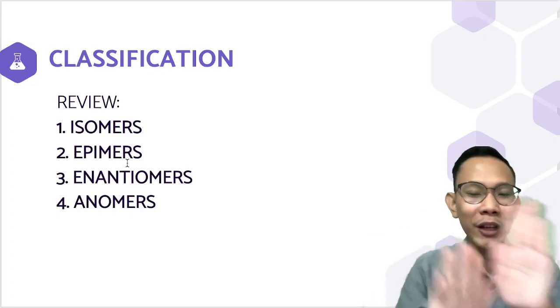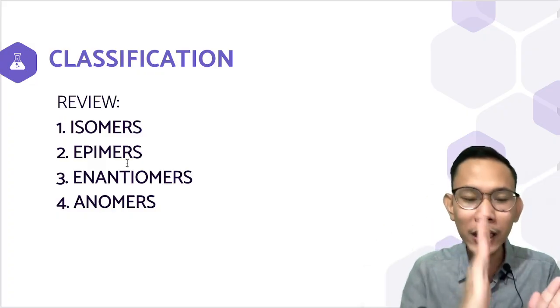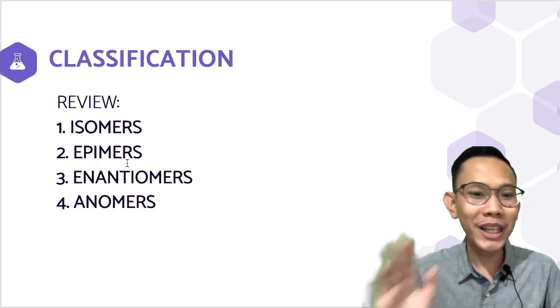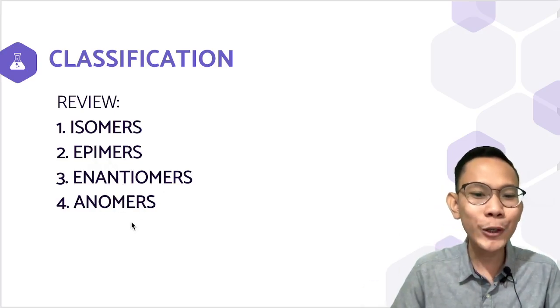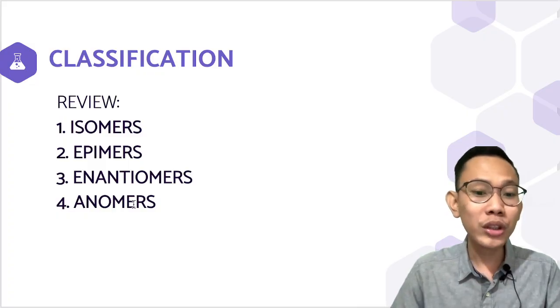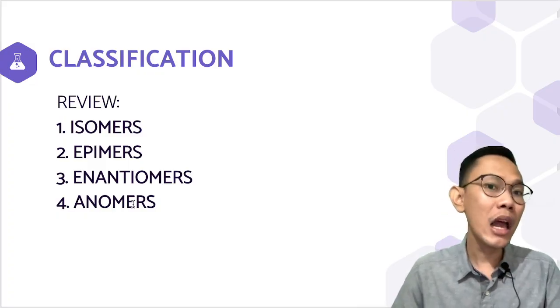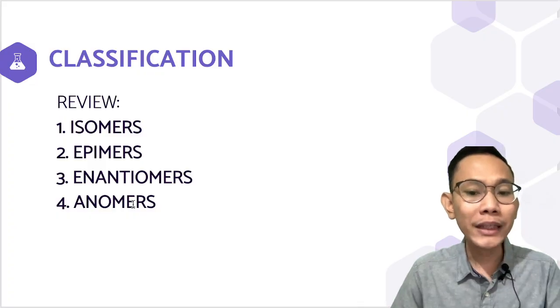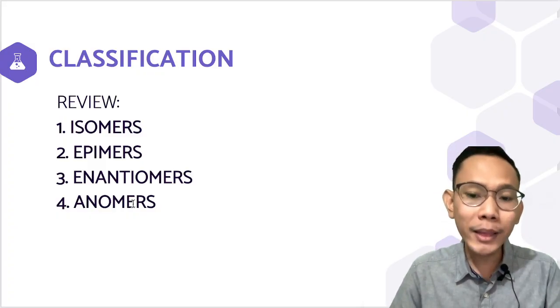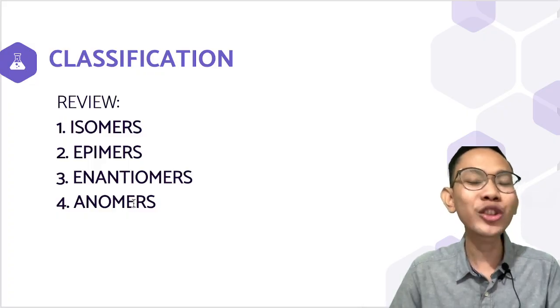That's basically, na-flip lang ang position ng OH. May mirror lang, kumbaga, it's just a mirror image. That's your enantiomer. And lastly, your anomers, na iba ang position ng OH sa anomeric na carbon. Pag alpha, pag nasa baba yung OH, beta, pag nasa taas yung OH ng anomeric.